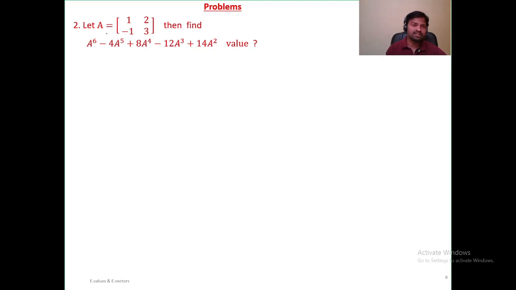First A into A square, again A square into A cube, again A cube into A power 4. Likewise, you keep on continuing the calculations, then substitute here and simplify. That is one way of doing it, a lengthy one. Instead just use Cayley-Hamilton theorem. By Cayley-Hamilton theorem, you can attack this problem easily. How to attack? Look, first by using Cayley-Hamilton theorem.